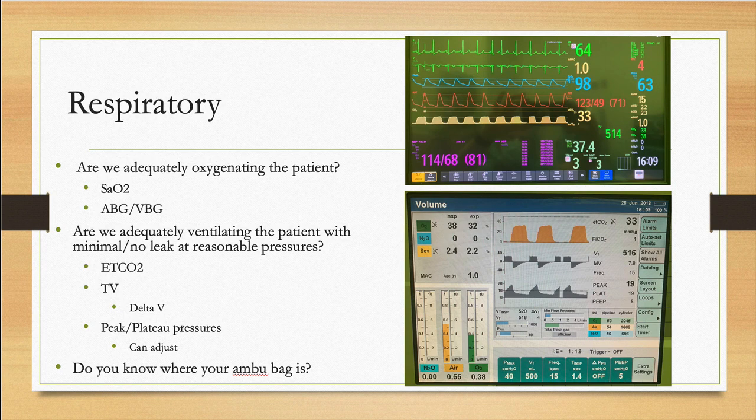So assessing the respiratory system is next in my particular system. And of course, the two goals of the respiratory system are to oxygenate and ventilate the patient. So I always phrase my assessments in questions. The first of which would be, are we adequately oxygenating this patient? Of course, this is semi-easy to ascertain with pulse oximetry, found on the monitor here.